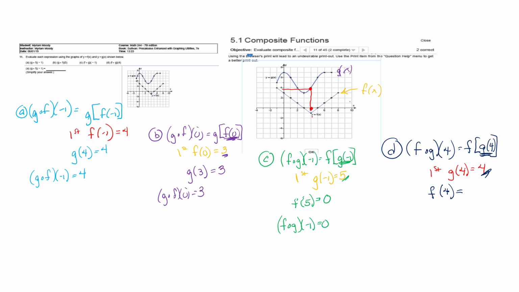And when I plug in my 4 for X and go to my F function, it's down here. The Y value is -1. Okay, how's that? Is that making sense? I hope so. What you really need to do is take a very good look at this graph, because this graph is exactly what's going to help you answer these 4 questions.